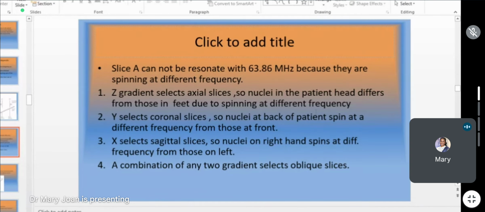So in order to get axial slices, we take information from the Z gradient coil. For coronal slices, we get information from the Y gradient coil. And for sagittal slice information, we use the X gradient coil. If we want a cut on an oblique plane, then we use a combination of any two of those. Depending on how much of each, we will get varying oblique angles.